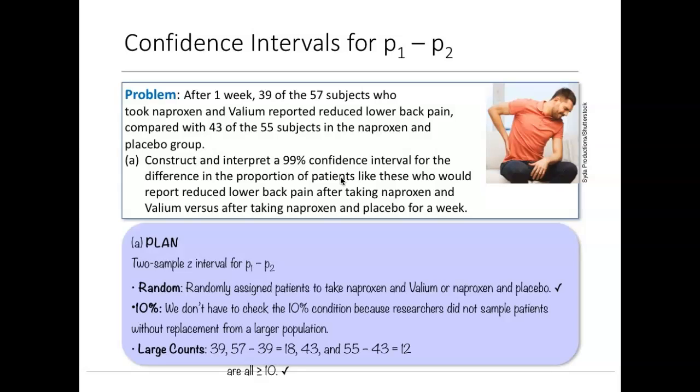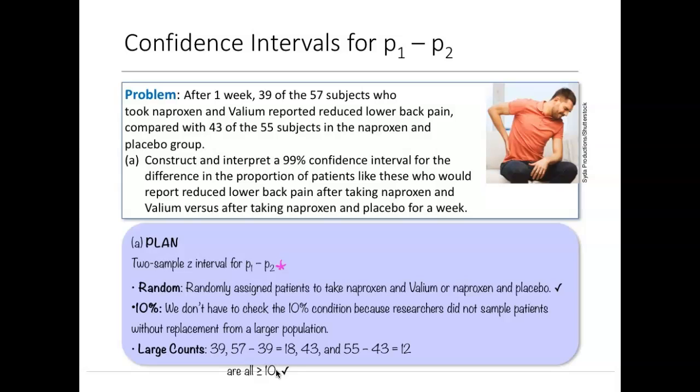Large counts, just make sure your successes and failures are both greater than 10 for both groups. And for ours, we had 39 of the 57 in one group, so 39 is greater than 10. And then the complement to that would be 18, also greater than 10. And then in the second group, 43, and the complement to that is 12, also greater than 10. So we're good to go. And so we're going to use what's called a two-sample Z interval for P1 minus P2.